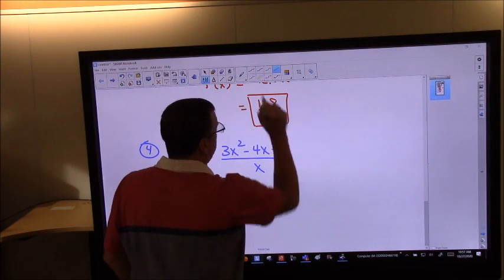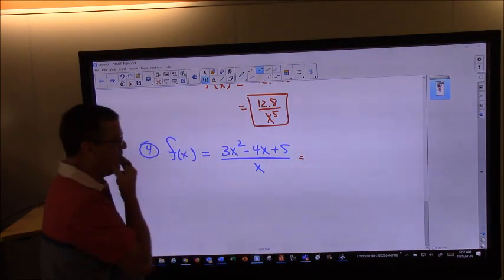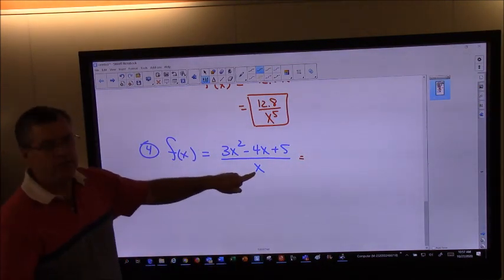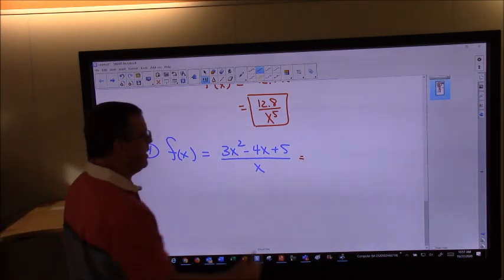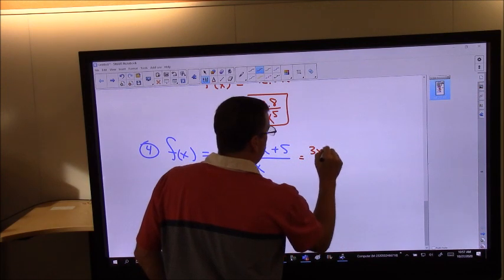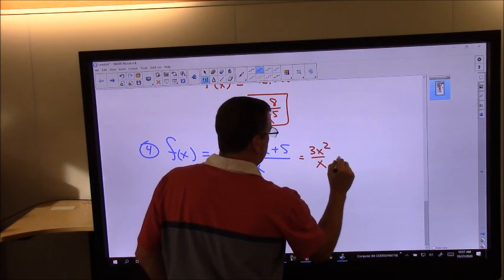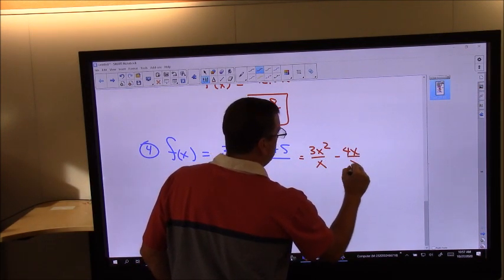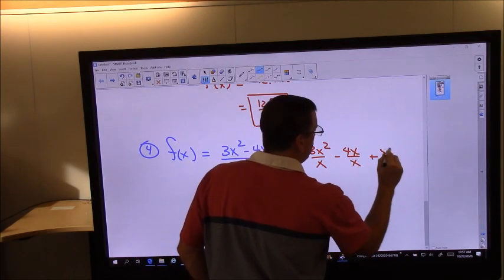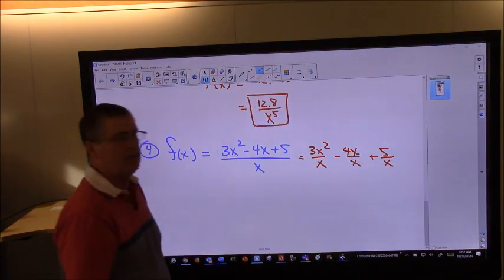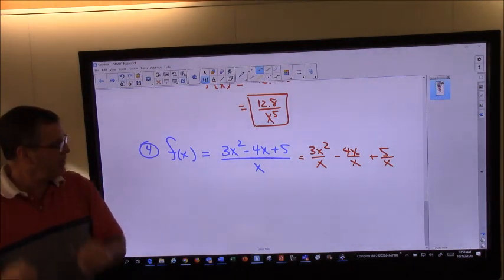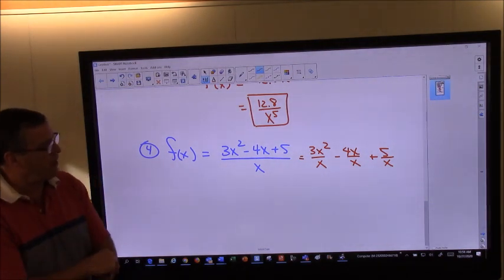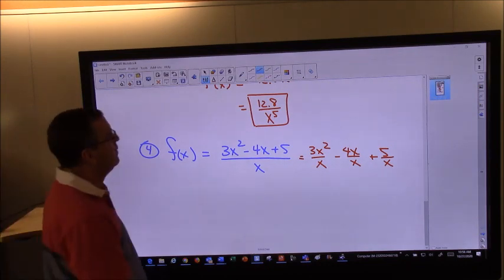So here's what we need to do. I need to look at this and think of this as the least common denominator and then separate this into 3 different fractions. So 3x squared over x minus 4x over x plus 5 over x. I got to do that first. I got to get each one as their own term, and then I can write this as a number times a variable raised to an exponent.